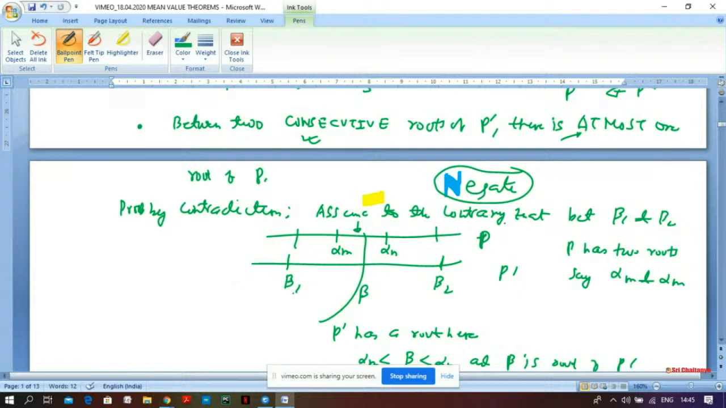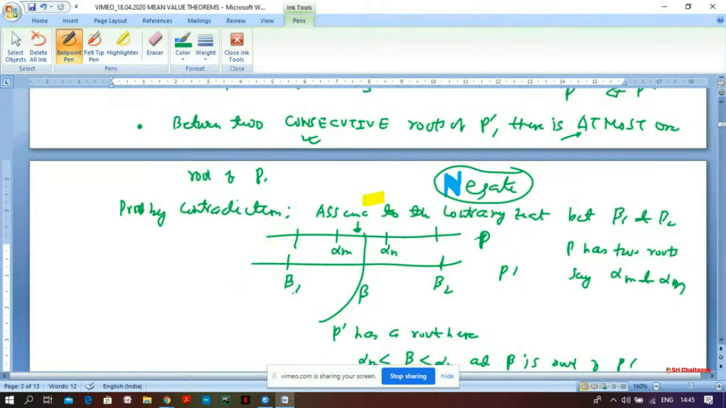Assume to the contrary that between beta 1 and beta 2, p has two roots, say alpha m and alpha n, the names. Then between alpha m and alpha n, p has roots now. By Rolle's theorem, its derivative p prime will have at least one root between alpha m and alpha n.